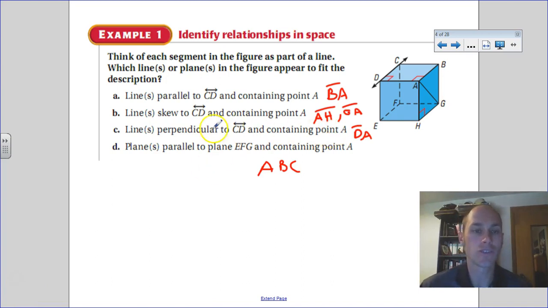All right, so hopefully you had a chance to try that. A line skew to CD would be line AH. It's in a different plane; it's never going to cross. Also, line segment GA would never cross as well. If you can find others, be sure to let me know if I made a mistake. But BA would be the only parallel one. A line perpendicular to CD, according to the diagram, is this line AD here, or DA as I wrote it. And a plane parallel to plane EFG would be this plane on top, plane ABC, or maybe you wrote it a different way. But that's the only one containing point A.